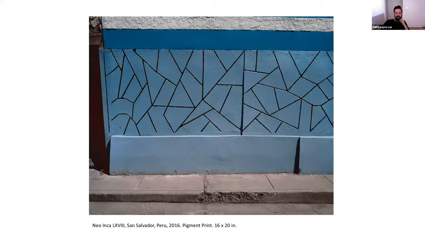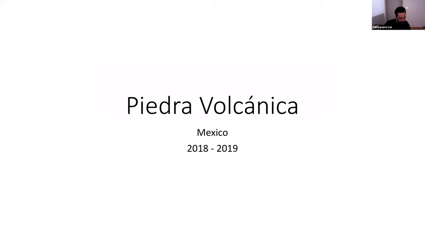Here's one more. This is almost like an abstract painting or geometrical painting that you could probably find from different painters in different museum collections from maybe decades ago also. And then this is the last project that I'm going to show. And I can see that I still have some time.